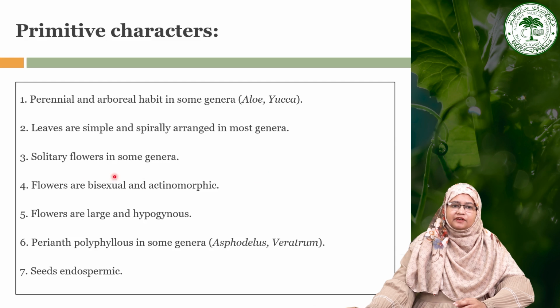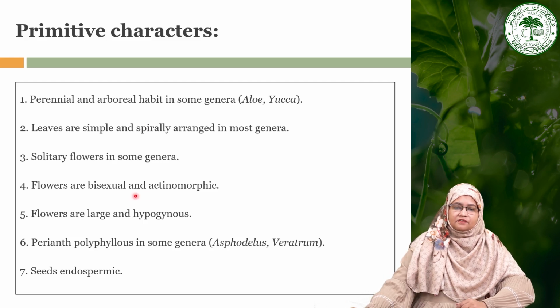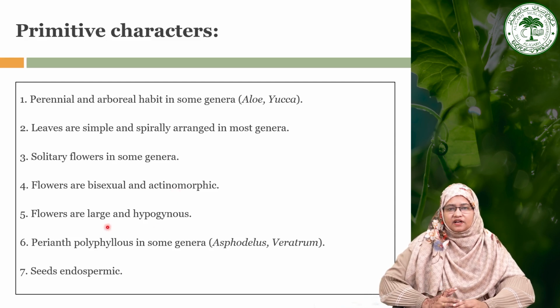As we have seen, many of the plants are perennials, and they have a perennial and arboreal habit in some genera, like in the case of Aloe and Yucca. Leaves are generally simple and spirally arranged in most of the genera. They have a solitary flower in some genera. Flowers are bisexual and actinomorphic. This is also a primitive character, and flowers are quite large and hypogynous in nature. This is also one of the primitive characters of this particular family.